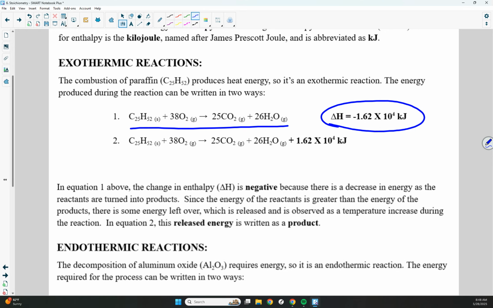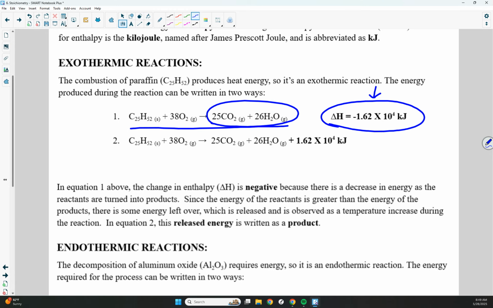You will see a negative number if it's an exothermic reaction. That means you've actually lowered the energy of the chemicals involved in the equation. Now, of course, you haven't lost that energy because it still exists somewhere, and in this case, it's released as heat. So as paraffin combusts and changes into carbon dioxide and water, this amount of energy, negative 1.62 times 10 to the fourth kilojoules, is going to be released.